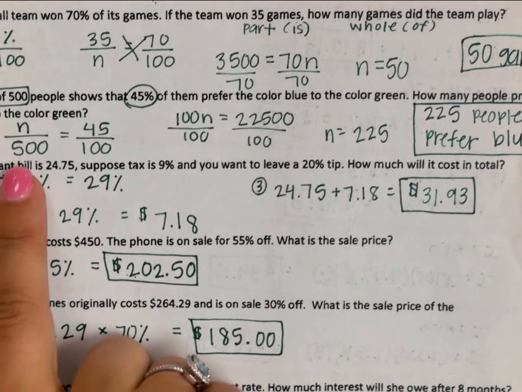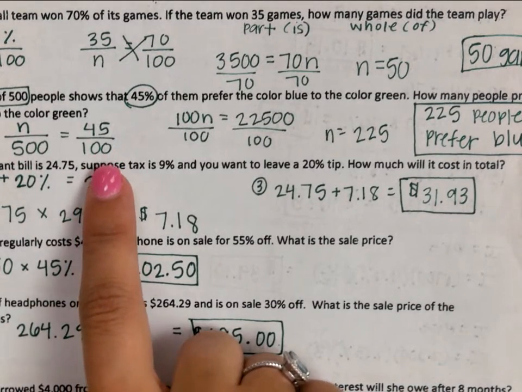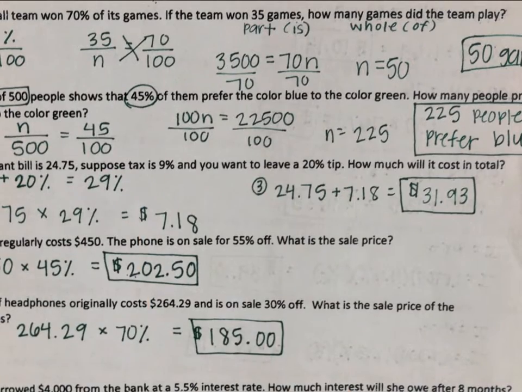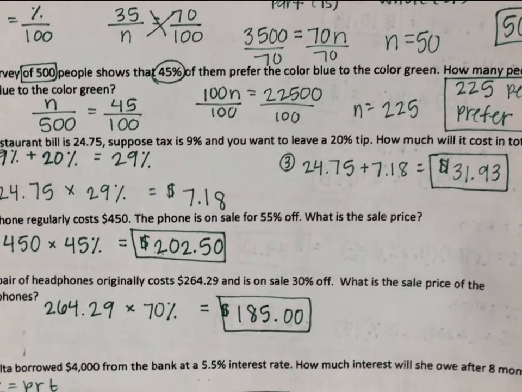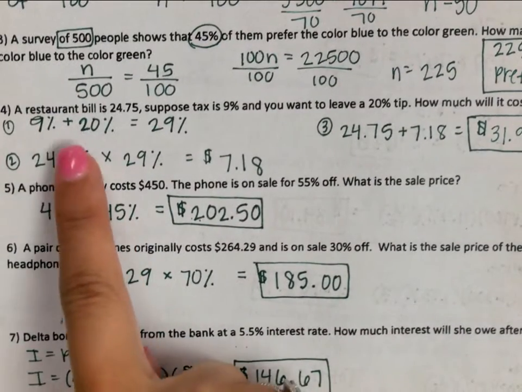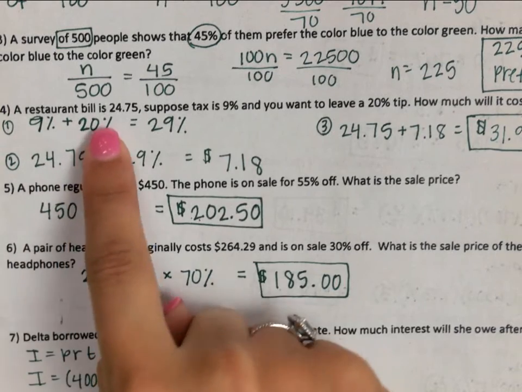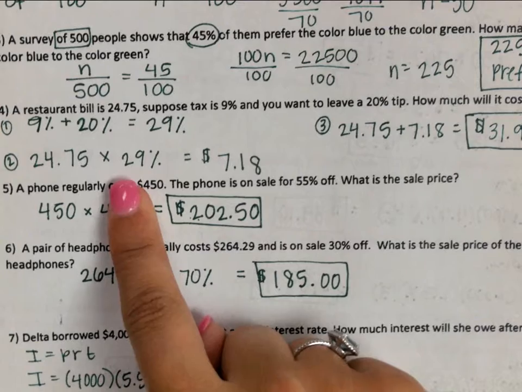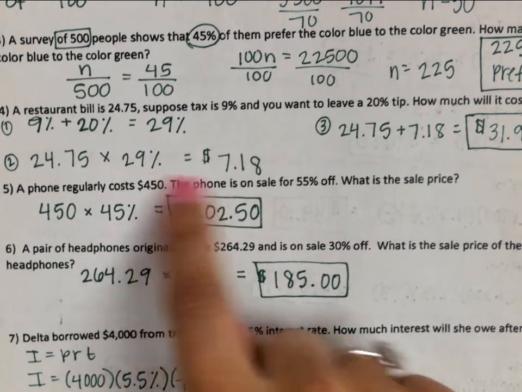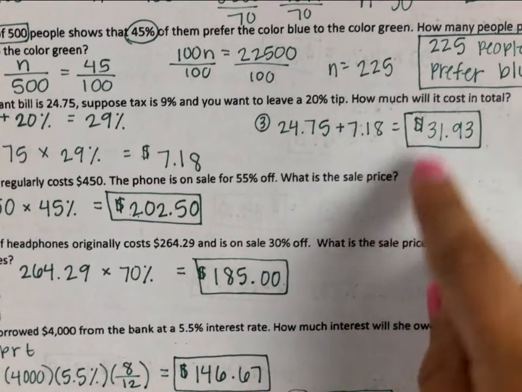So your proportion was n over 500 equals 45 over 100. Number 4, you have a tax and a tip. So remember, you can add those percentages together to begin with. So 9 plus 20 gives you 29%. And then you can multiply by your 29% to find your total price. Okay. So add that back and you should get $31.93.